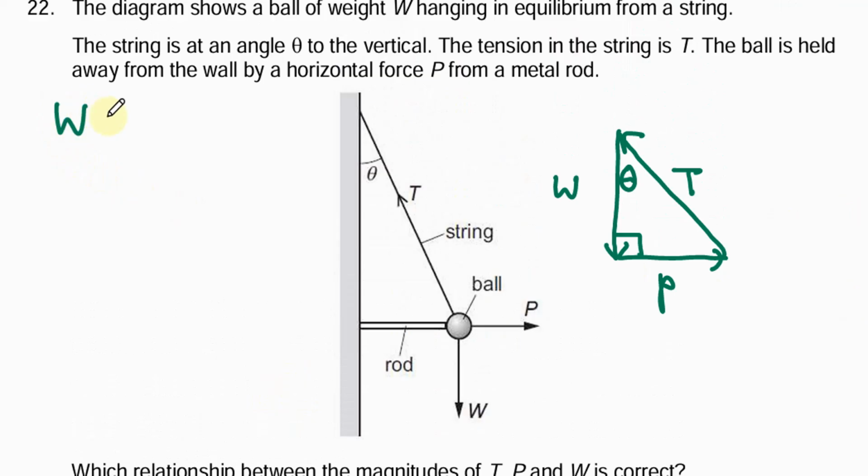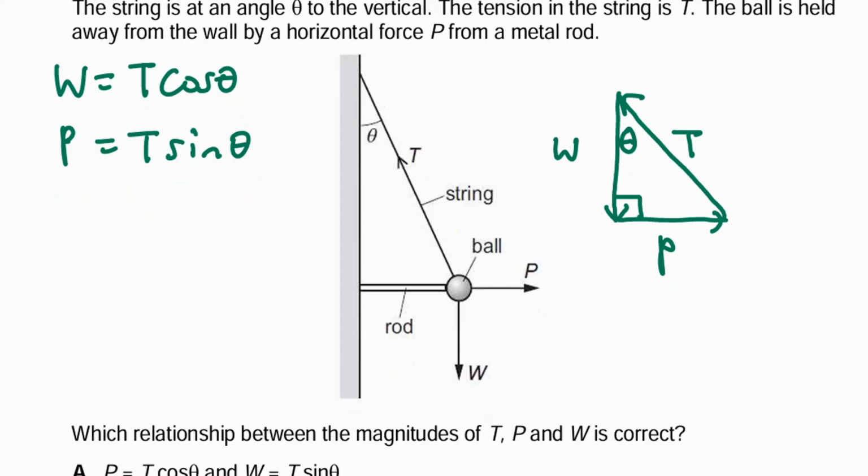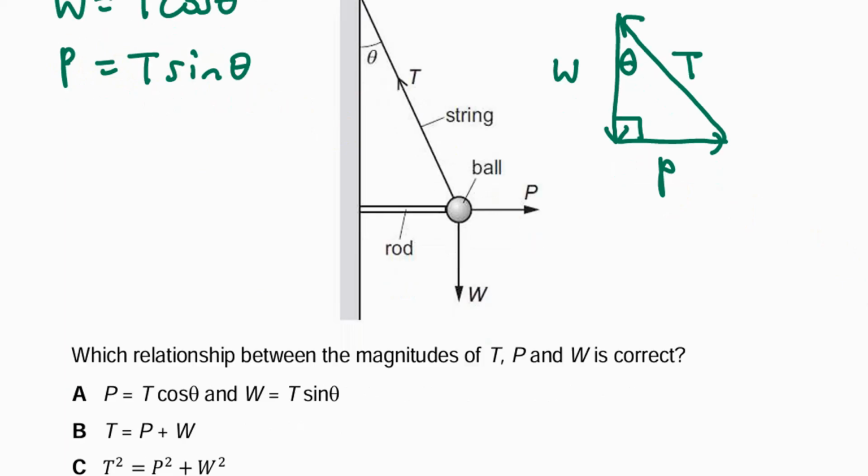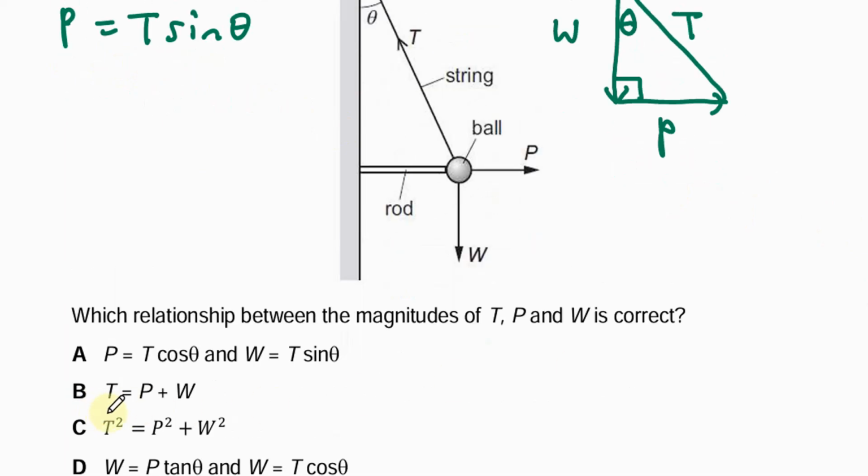So W will be T cos theta and P will be T sin theta. So option A is incorrect, because A says P is equal to T cos theta, whereas P is T sin theta, and W is T sin theta, whereas W is actually T cos theta. So it's not A. Then in B it says T is P plus W.